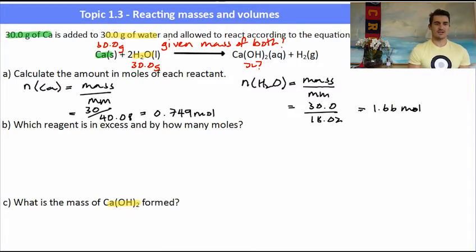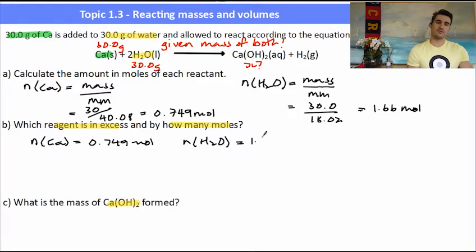Part B says which reagent is in excess and by how many moles. So to work out which one is in excess, we take our number of moles of calcium and our number of moles of water, and then we want to divide those by our stoichiometric coefficients. The coefficient of calcium is 1, so we divide calcium by 1. The number of moles of water has a stoichiometric coefficient of 2, so we divide that by 2.